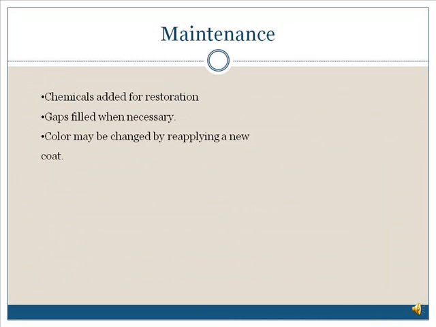The maintenance of GRC includes adding chemicals to restore it, to fill gaps when gaps are created in GRC panels, and the colors may be changed as they wear out with time.